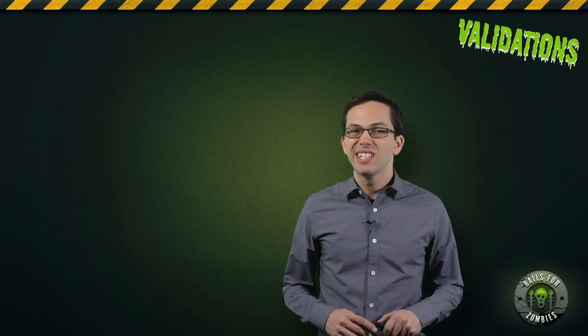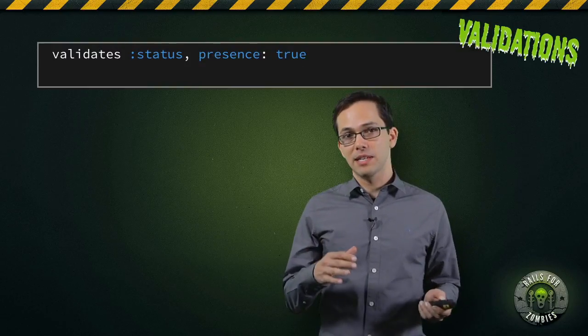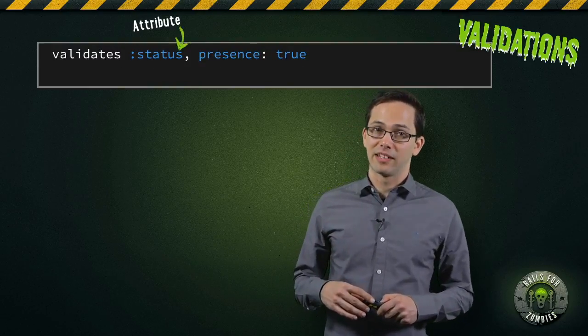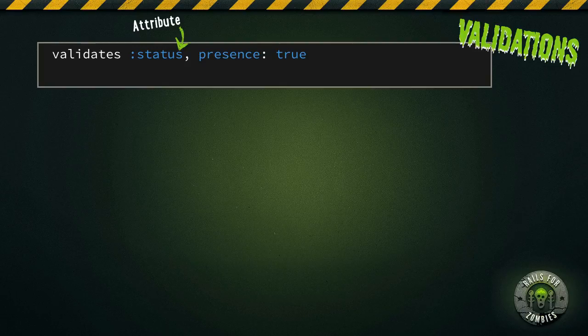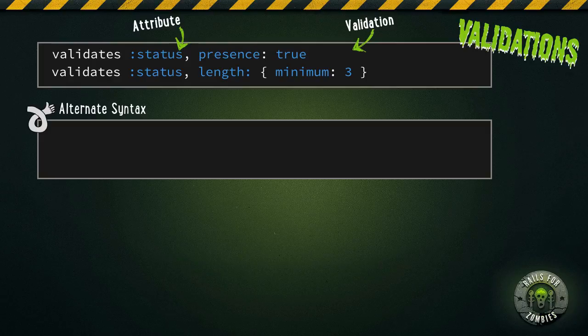Validations have another easier syntax to use. We can write validates and then specify the attribute we want to set some validations on, and then specify what we want to validate about it. For example, presence: true. Then if we wanted to, we could write another line, validates :status, length: 3. But as you might imagine, there's a better way to write this. We could combine these two to simply write validates :status, presence: true, length: 3.